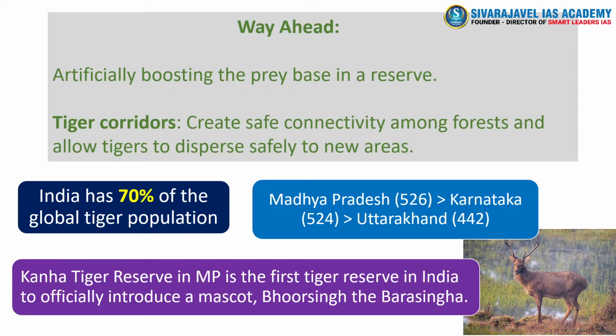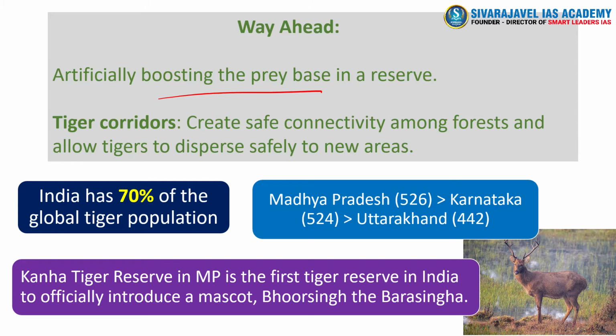So what can be done? One thing, you can artificially boost the prey base, by introducing some prey animals into the forest, or you can build tiger corridors where the tigers can safely move from one forest to another, because mostly through the forest we run highways and other things where the tigers cannot cross to the other place. If tiger corridors are there, they can cross from one forest to another forest in search of prey.